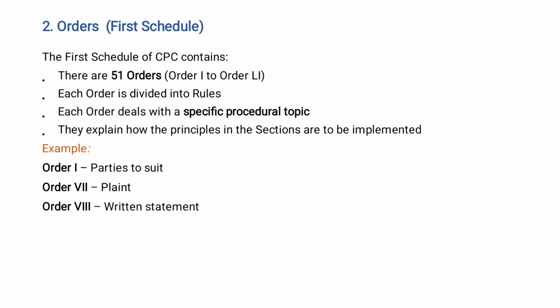In the structure of CPC, after sections, the first schedule is mentioned. The first schedule of CPC contains orders. We all know we have 51 orders, from order 1 to order 51, and each order is divided into rules. Each order deals with a specific procedural topic, and they explain how the principles which are mentioned in the sections are to be implemented.